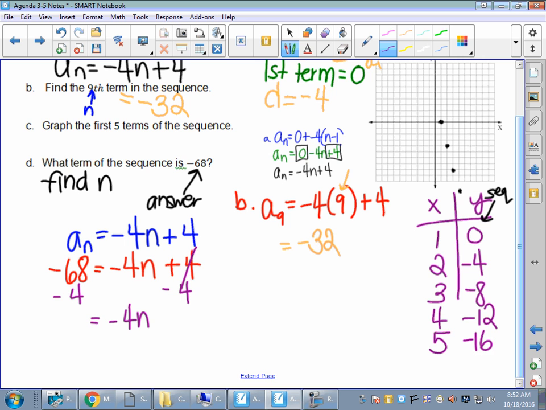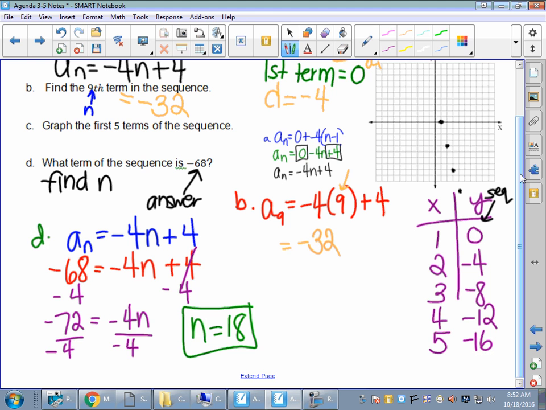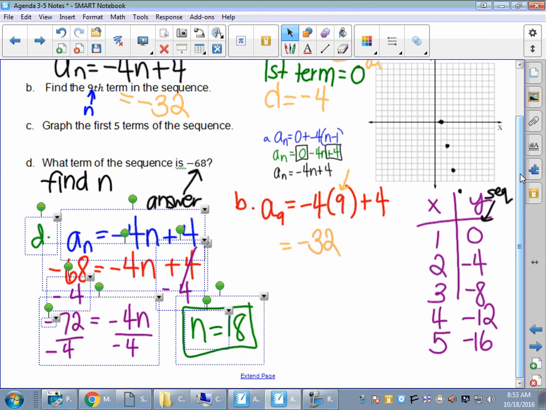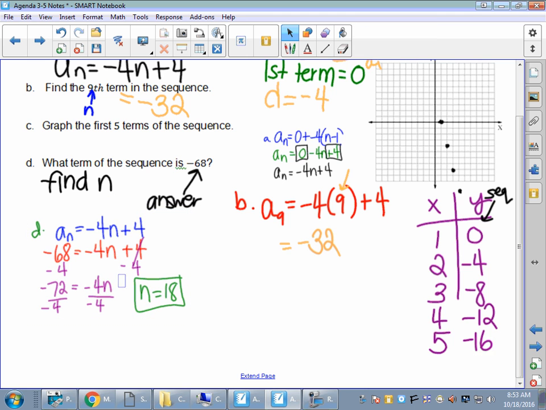So negative 68 minus 4 is negative 72. Finish solving this by dividing by negative 4. And I should get n equals, what does that come out to? A positive 18. That was for letter D. There's a lot of stuff happening here. Most of this is following along and seeing that equation and then using that equation to help you out.